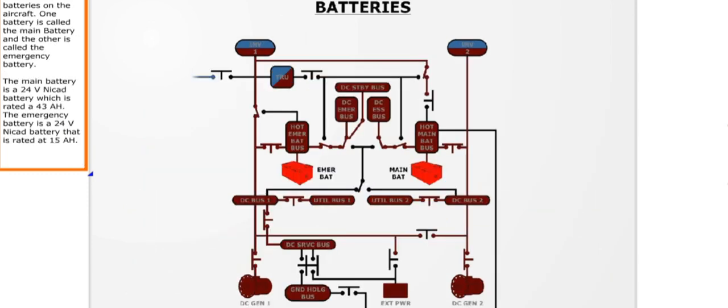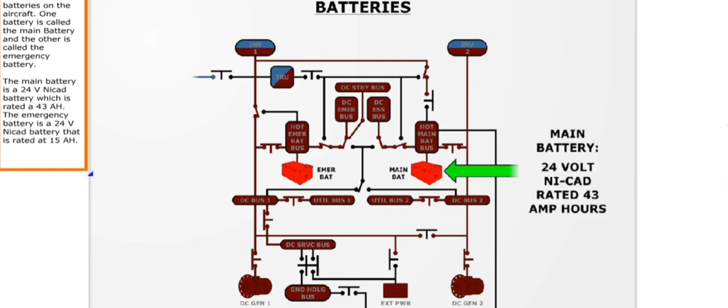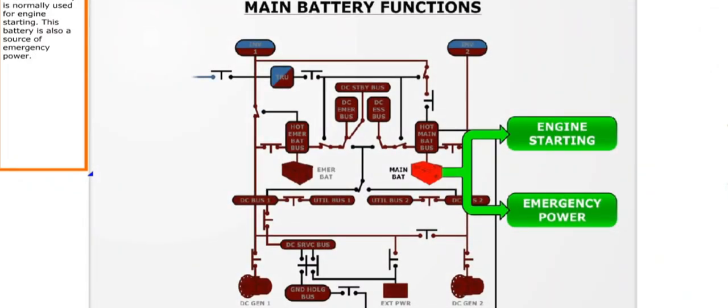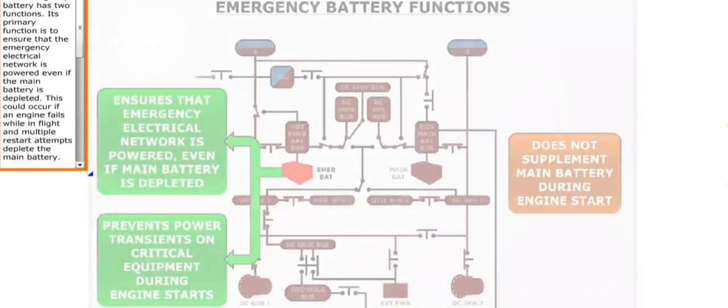There are two batteries on the aircraft. One battery is called the main battery, and the other is called the emergency battery. The main battery is a 24-volt NiCad battery, which is rated at 43 amp hours. The emergency battery is a 24-volt NiCad battery that is rated at 15 amp hours. The main battery is normally used for engine starting. This battery is also a source of emergency power.